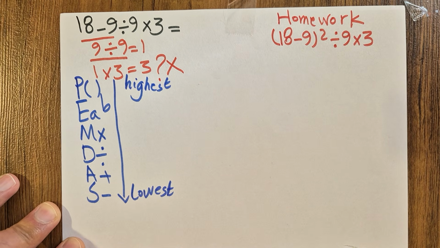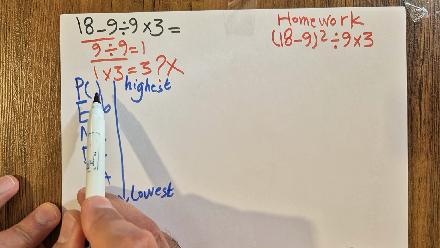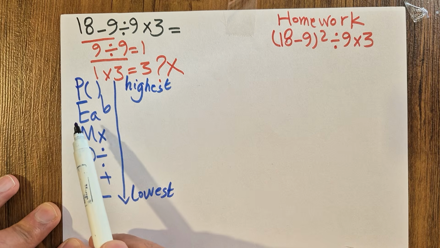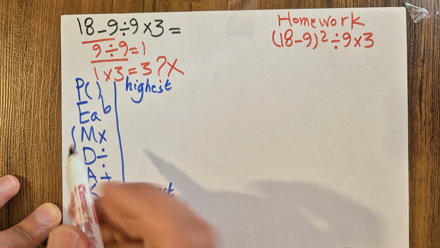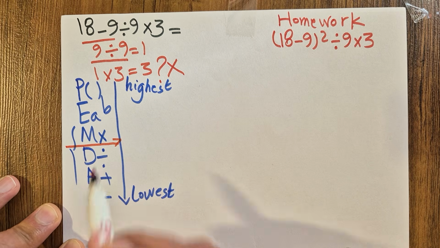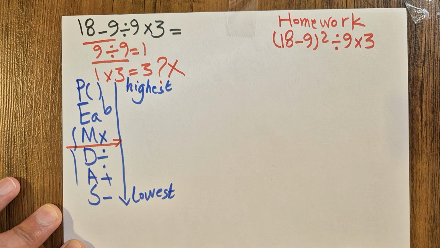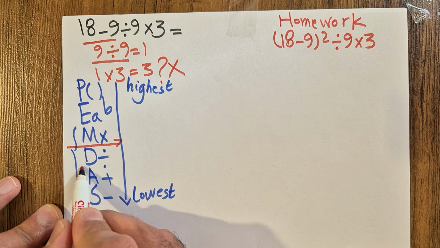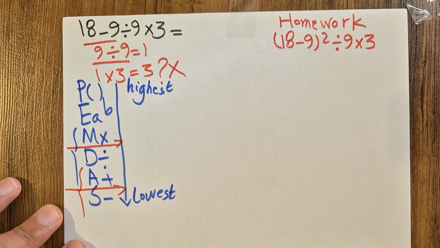What PEMDAS tells us is that you must go for parentheses at first, search for parentheses, then go for exponents, then go for multiplication and division, but keep in mind from left to right, they have the same precedence and priority. So MD or DM does not matter. And finally, go for addition and subtraction from left to right.